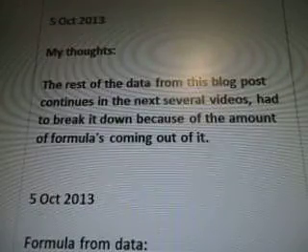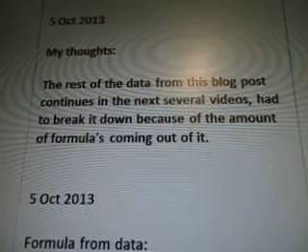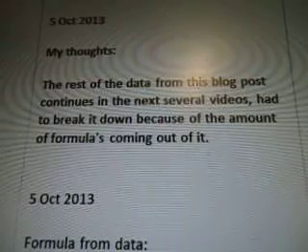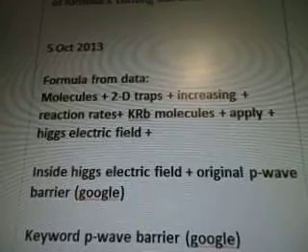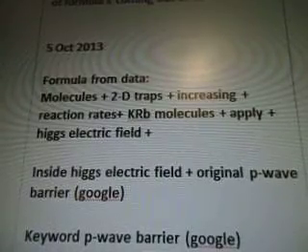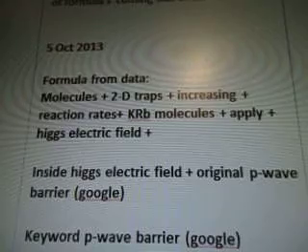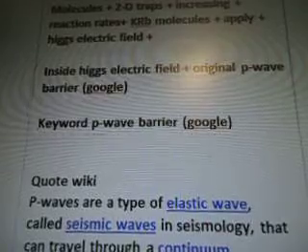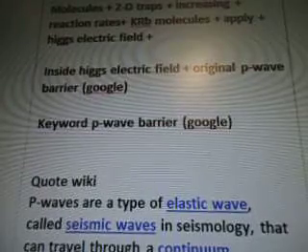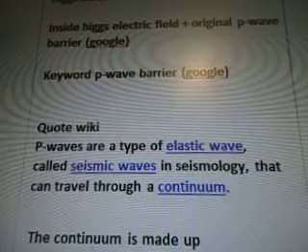October 5th, my thoughts. The rest of the data from this blog post continues in the next several videos. I had to break it down because of the amount of formulas coming out of it. So the formula from the data is molecules, 2D traps, increasing reaction rates, KRB molecules, apply Higgs electric field. Inside Higgs electric field, original P wave barrier, I'm going to Google that. The keyword P wave barrier.